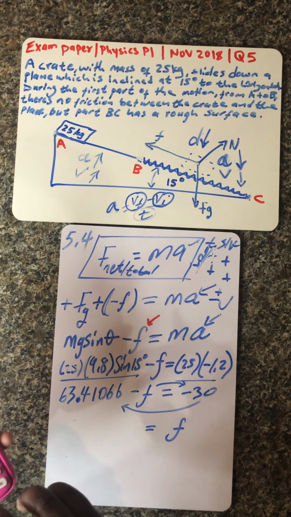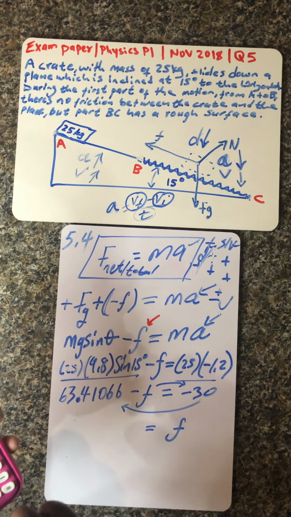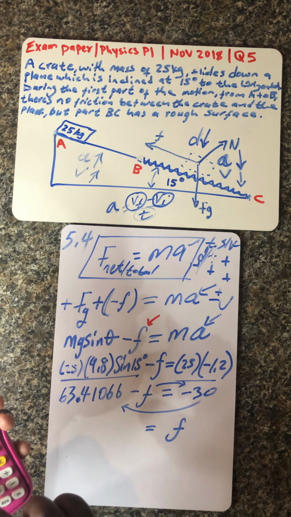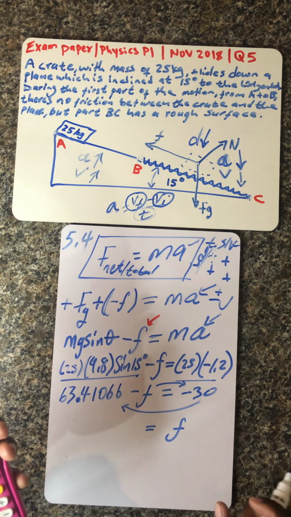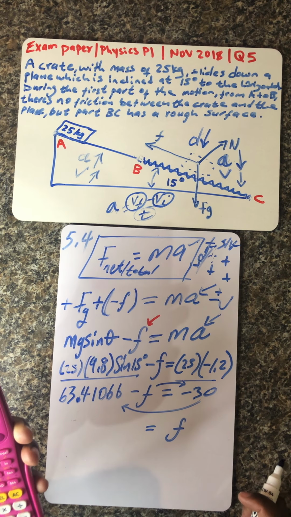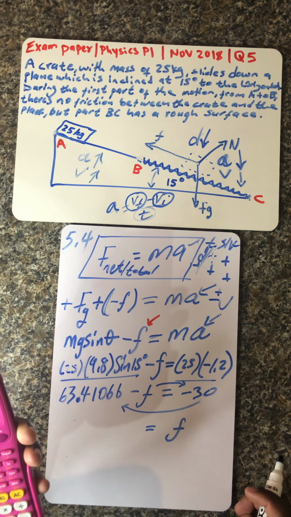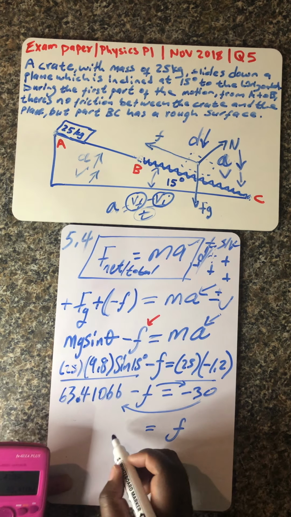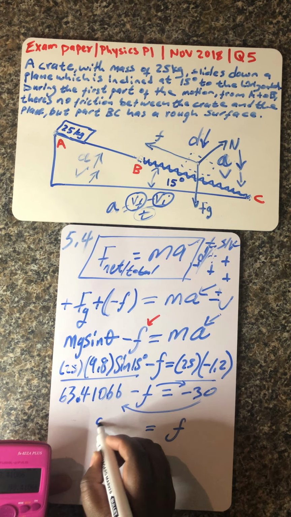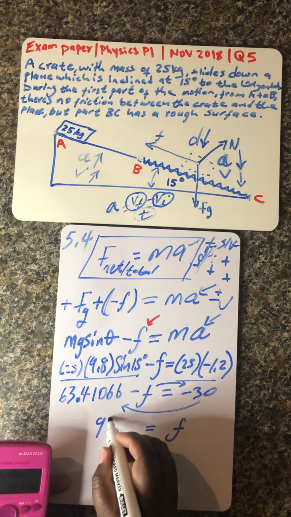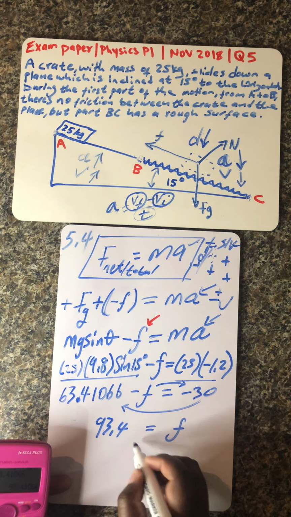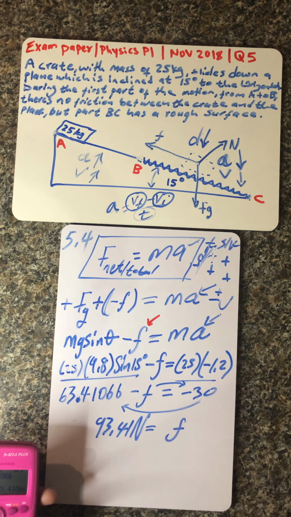So it's 30 plus 63.41066. Let's see what answer we get. I'm getting 93.41. So that means an answer is 93.41 Newton. Very much important.